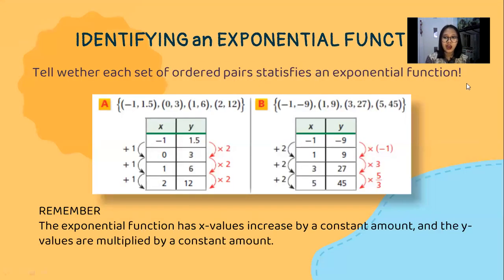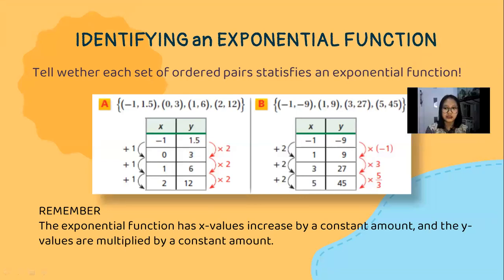Next, how can we identify an exponential function? Given graphs A and B, tell whether each set of ordered pairs satisfies an exponential function. Before we tell which is the exponential function, we have to remember that for an exponential function, the x value increases by a constant amount and the y values are multiplied by a constant amount. So, which one is an exponential function?